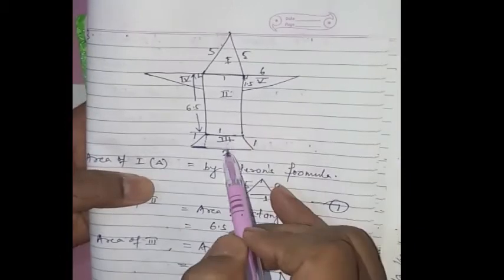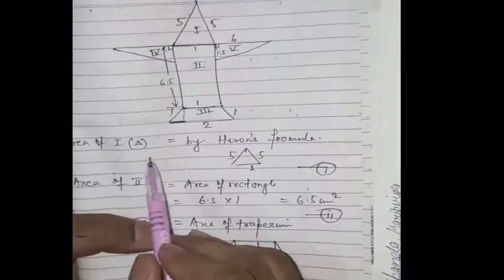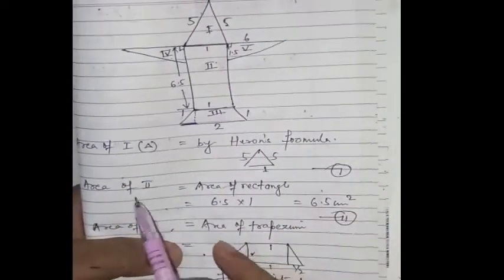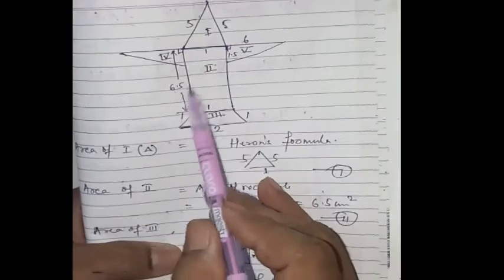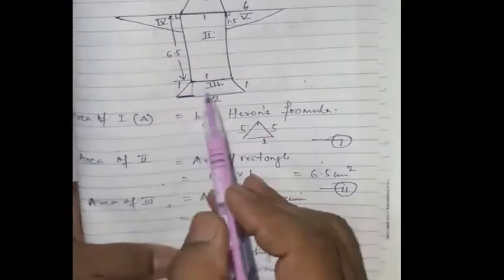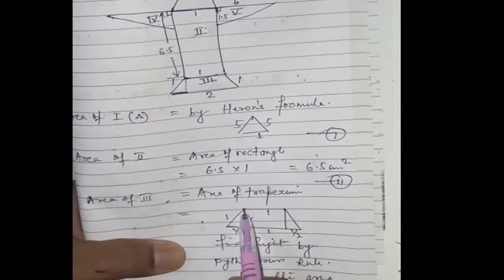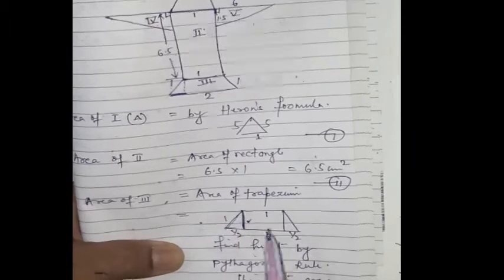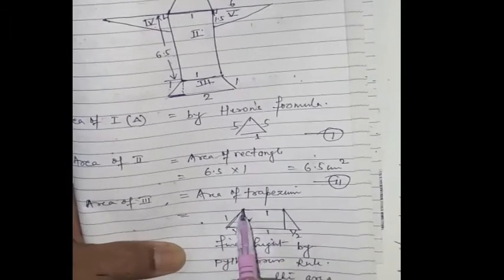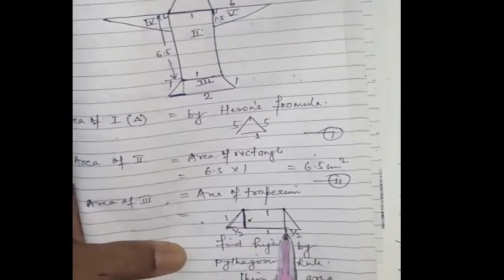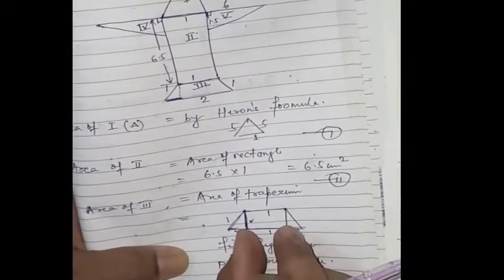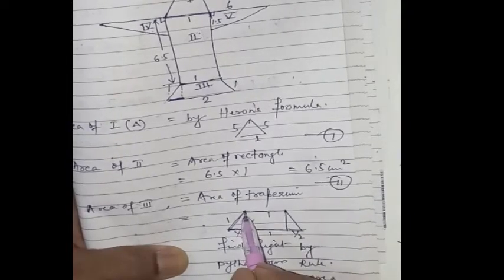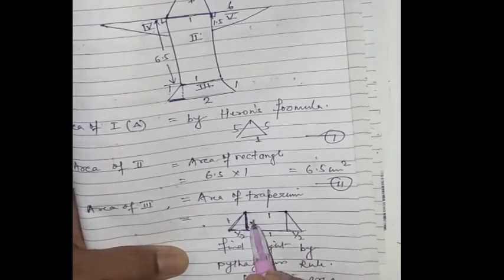So 1, 2, 3, 4, 5. By Heron's formula you will get the area of this with sides 5, 5 and 1. The area of the rectangle you will get is 6.5 into 1. For the trapezium, you should find the height of this first. So the perpendicular is drawn here. This is 1, this is 1, and this is half because this is 2 and this is 1, so this is half. So find the height by Pythagoras rule: 1 square minus half square, you will get the height.